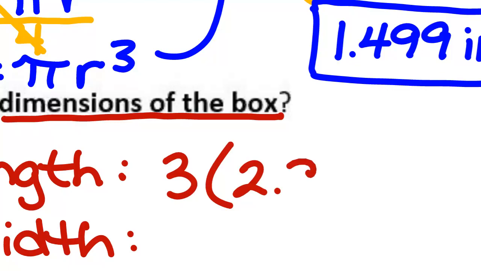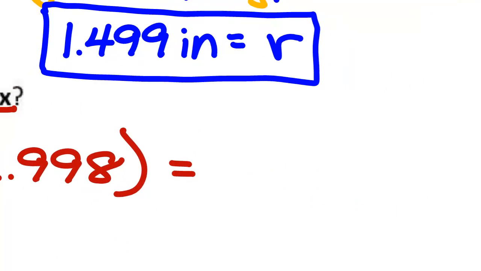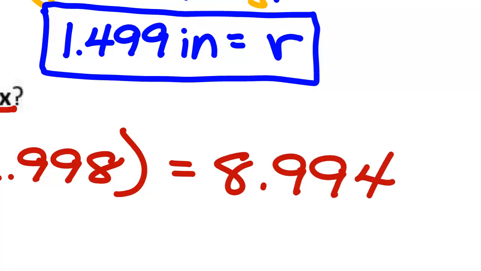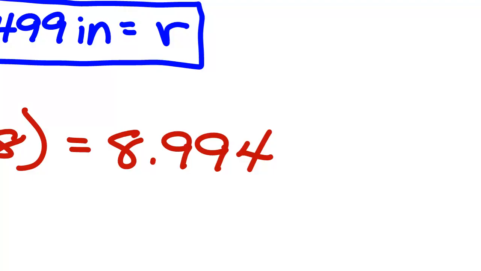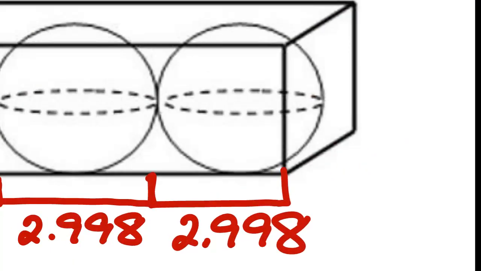3 times 2.998. 8 point what? 8.994 units. Inches. Not inches squared because it's not area, and not inches cubed because it's not volume, just inches. How wide is the box then?